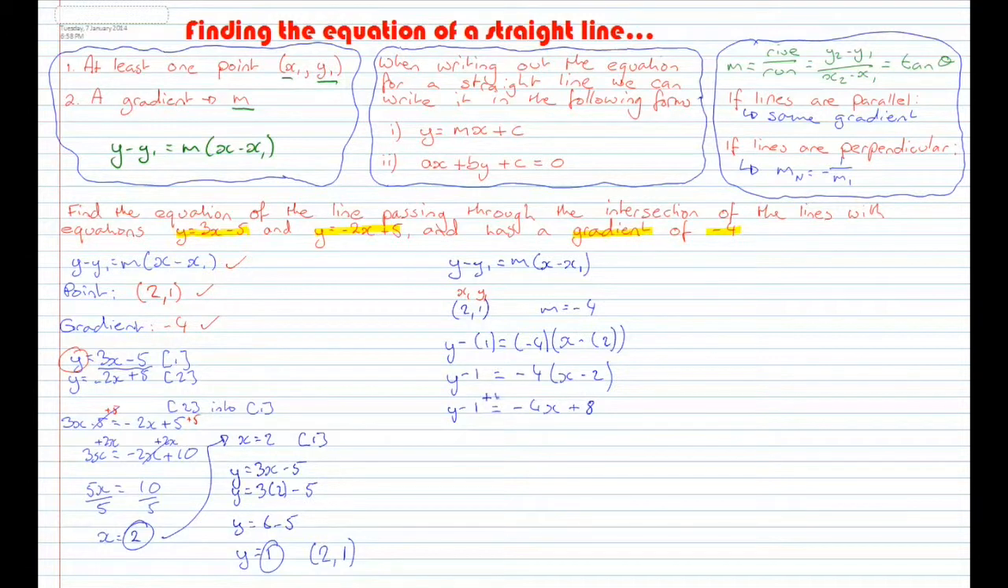Add 1 to both sides. These cancel out, getting us y is equal to negative 4x plus 9. That is y equals mx plus c form, and of course we can rearrange it to ax plus by plus c form by adding 4x to both sides. So you get 4x plus y is equal to, these cancel out, leaving us with 9. And we subtract 9 from both sides, gets 4x plus y minus 9 is equal to 0. That there is our ax plus by plus c form.